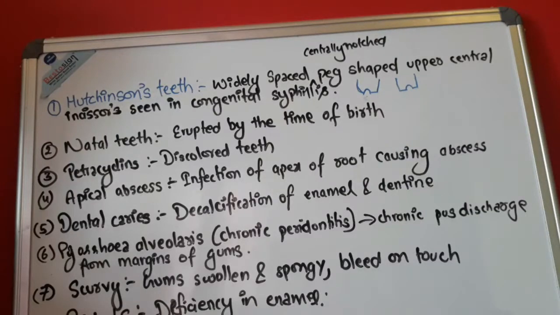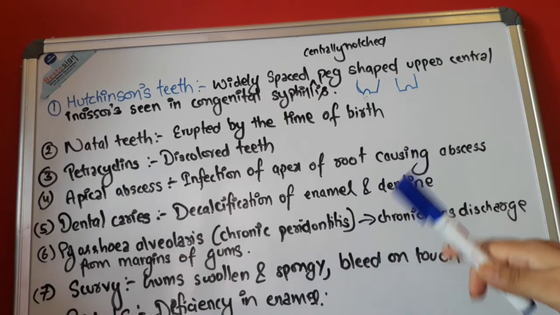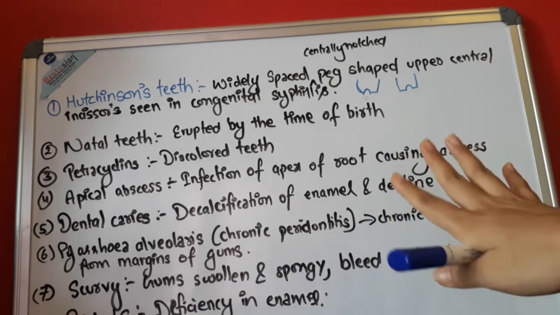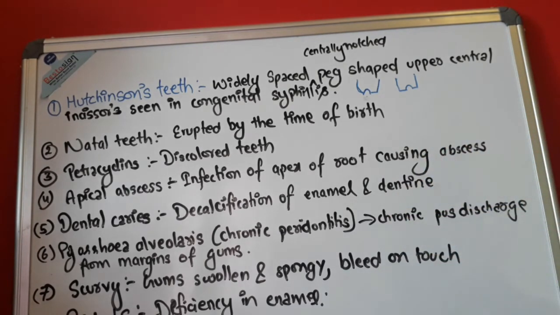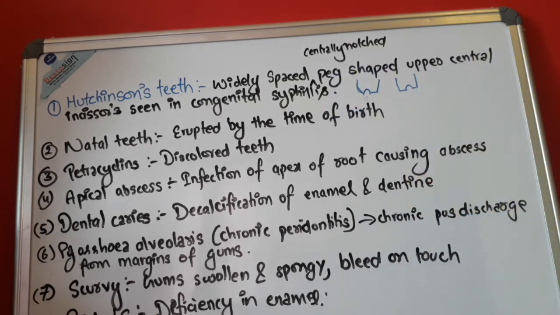Now the next one is natal teeth. Sometimes the child is born with teeth, with one or two teeth, by birth. So that is known as natal teeth. They are weak from the roots. They may come out easily after birth. So this is known as natal teeth, which erupted by the time of birth.